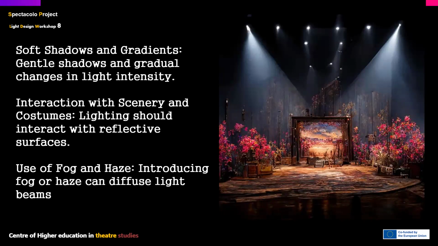Another machine that we can use, and we mentioned in the previous lessons, is the fog and haze. Introducing the fog or haze, there are, as I told you, special machines that can give us haze and fog, which diffuse light beams, creating visible shafts of lighting and mystical ambience. This technique can also make lighting effects more tangible and dramatic.